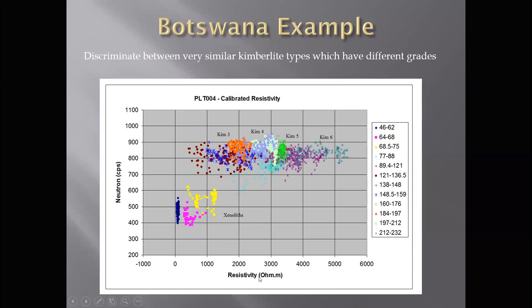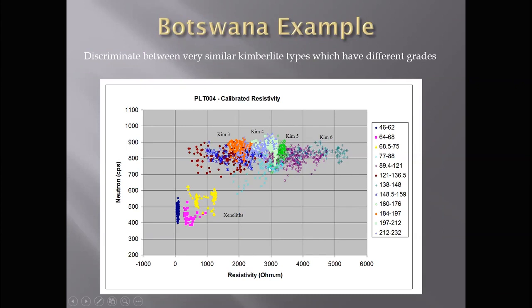And we do that by measuring all these tools down hole, and then we plot them, we cross-plot them. Resistivity against neutron. Here are all your xenoliths, pulls them out beautifully. The yellow one is sandstone, the magenta one is one kind of basalt, the blue one's another kind of basalt. And here are all your different kimberlite types. They vary in conductivity or resistivity. There's kimberlite 3, 4, 5, and 6.